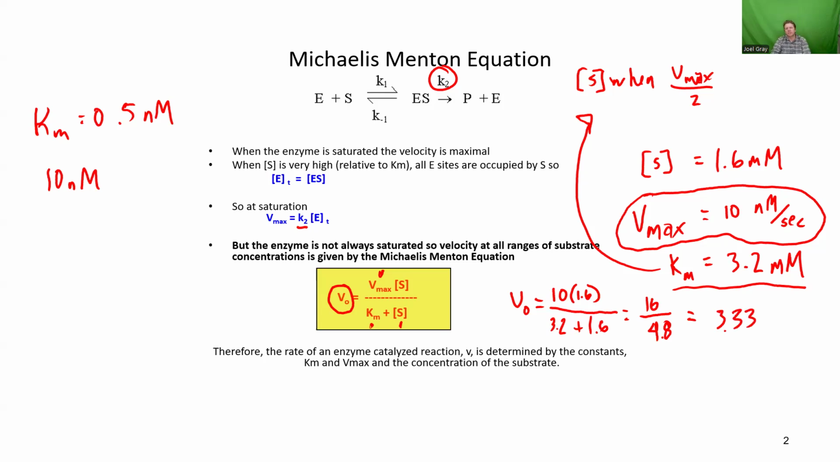Now, you might have anticipated, oh, well, we cut our substrate concentration in half, therefore our velocity would be cut in half. Not really the case. Instead, it's going to be 3.33. Our units for this would be nanomolar per second. Now, let's go with another example.